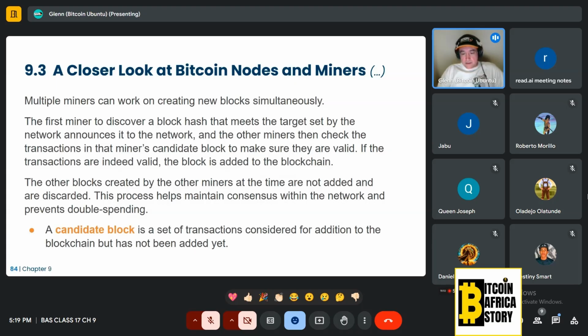And remember, consensus is agreement, right? Maintains agreement as to the state of the network and the ledger. A candidate block is a set of transactions considered for addition to the blockchain but has not been added yet.